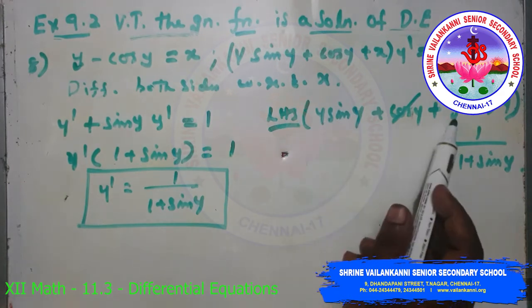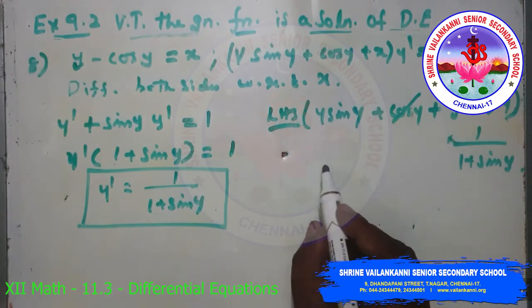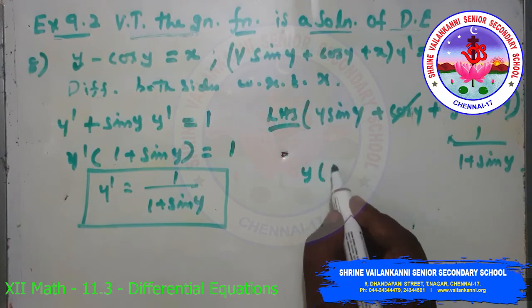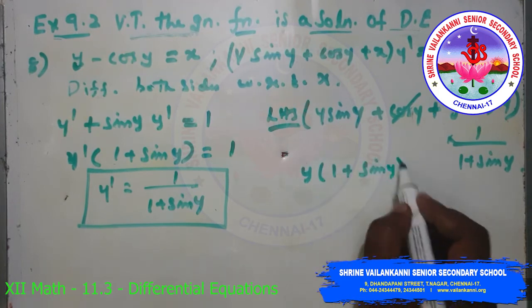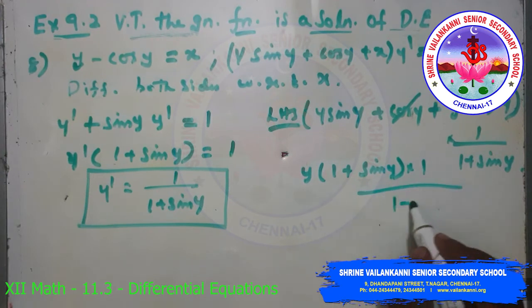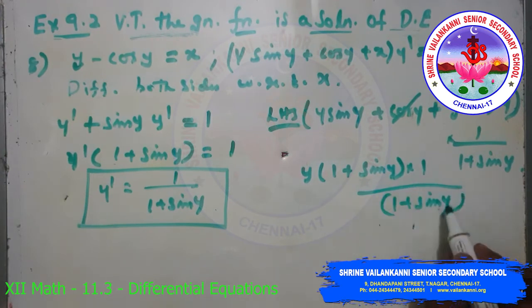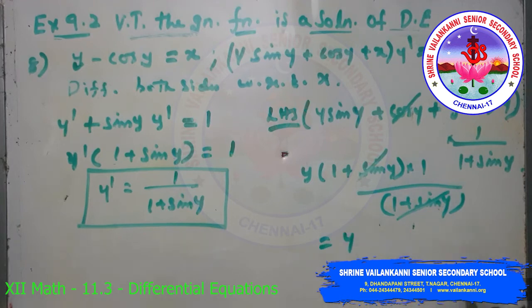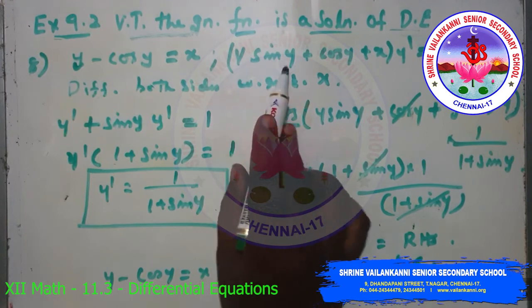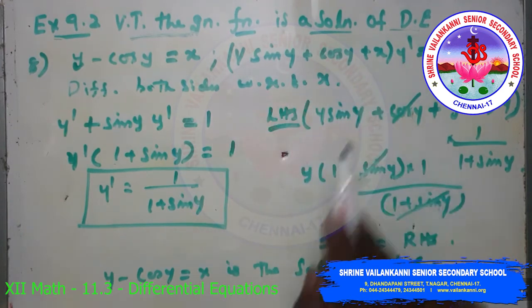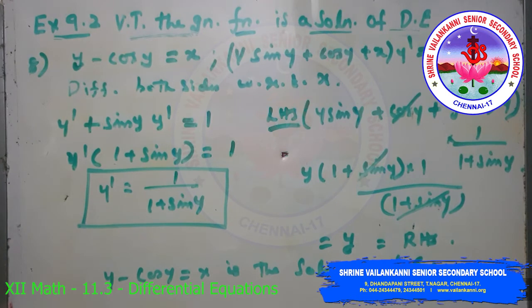Then we can take this y as common. So y into (1 plus sin y) into 1 by (1 plus sin y). Cancelling this, we get y, which is our right hand side, equal to RHS. So we say that y minus cos y equals x is the solution of the differential equation y into (sin y plus cos y) plus x into y dash, which is equal to y.